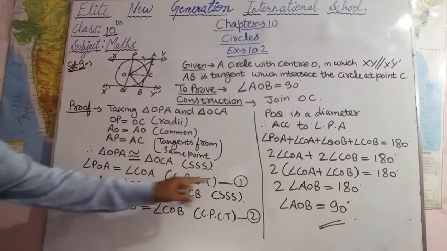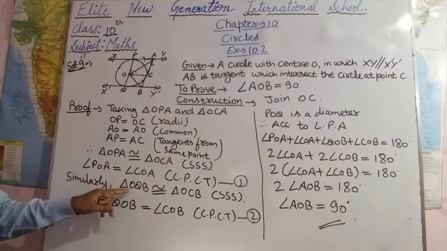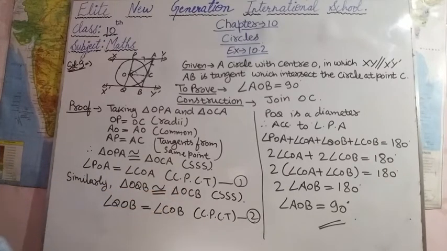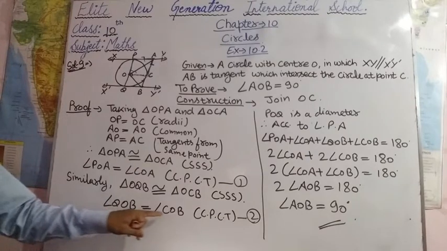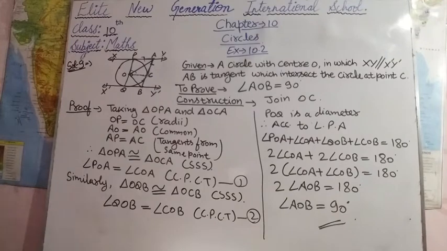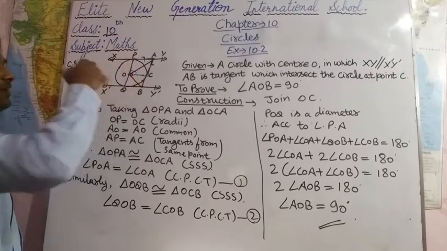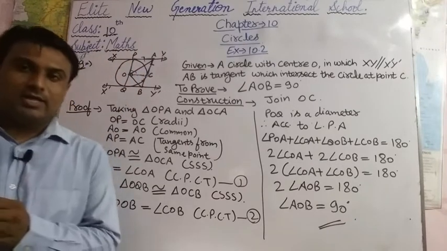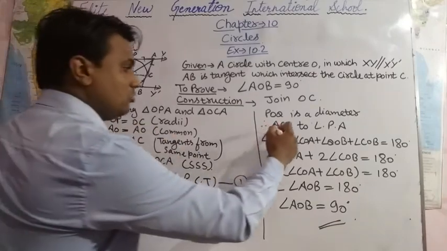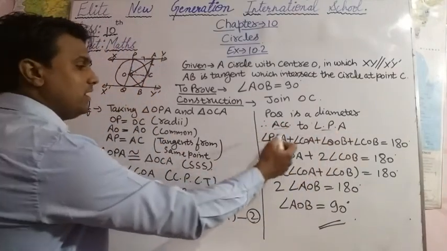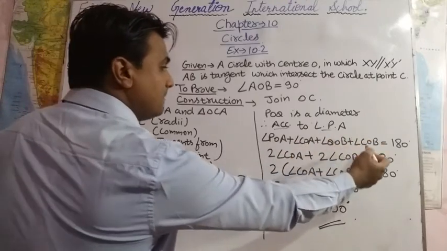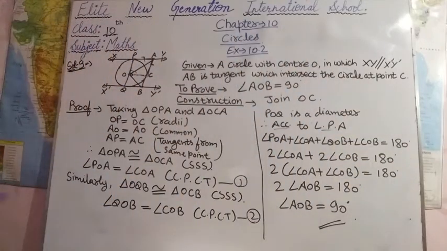We can call this equation number 1. Similarly, in triangles OQB and OCB, these two triangles are also congruent by SSS, and by CPCT angle QOB equals angle COB. This is equation number 2. Now POQ is a diameter, and a diameter is a straight line. So by linear pair, angle POA plus angle COA plus angle QOB plus angle COB equals 180. The sum of all these angles is 180.